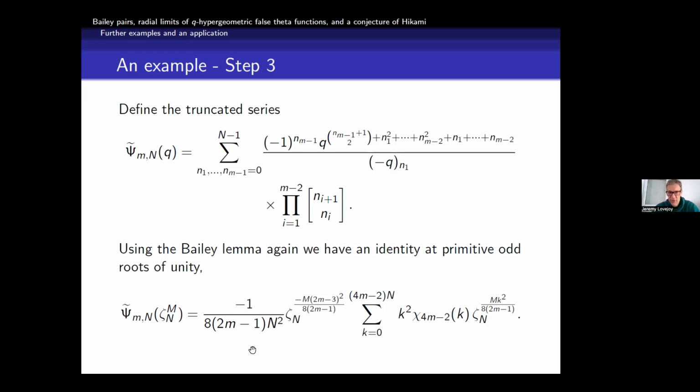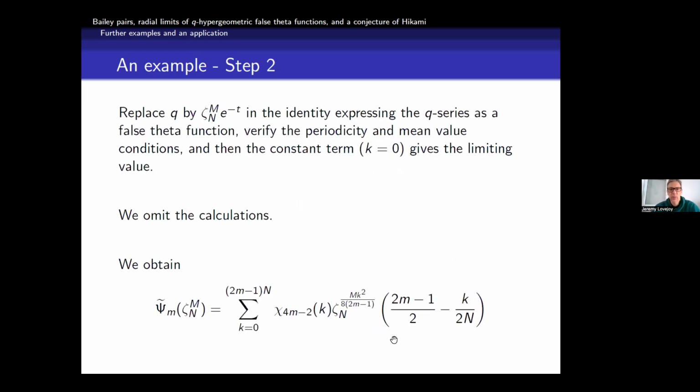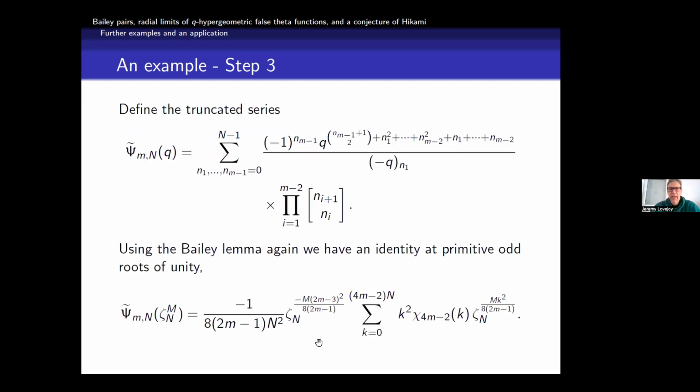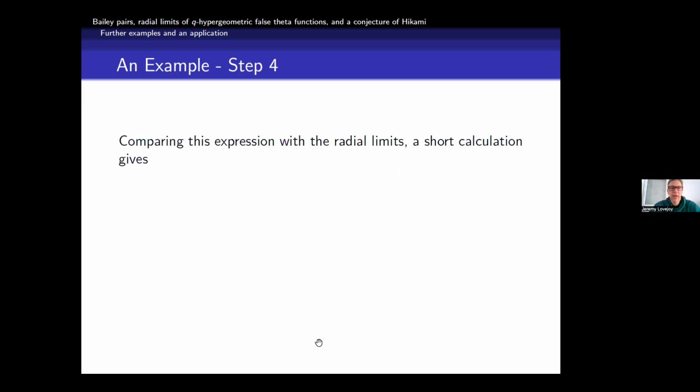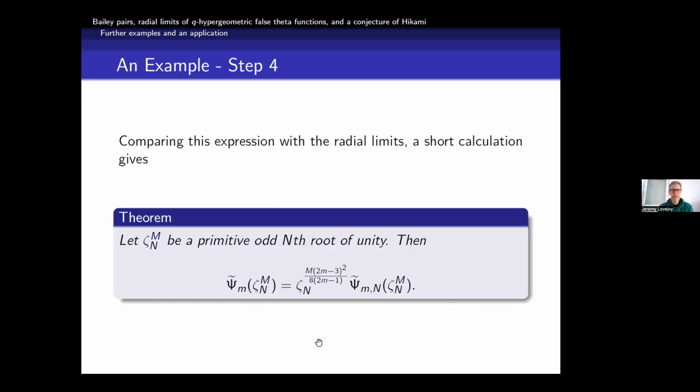Okay, and then all that's left to do is compare this expression here with the expression obtained for the radial limits at roots of unity. And, well, you don't see right away that they're equal, but it's just a short calculation to prove that they are equal. And this gives us the theorem.